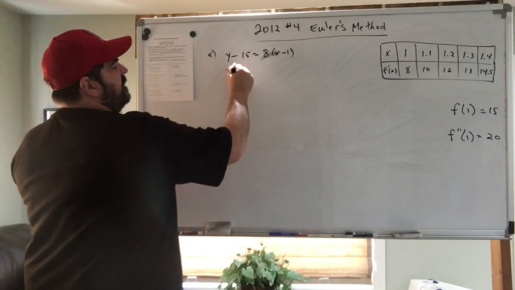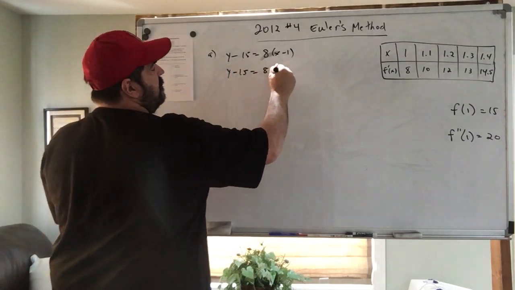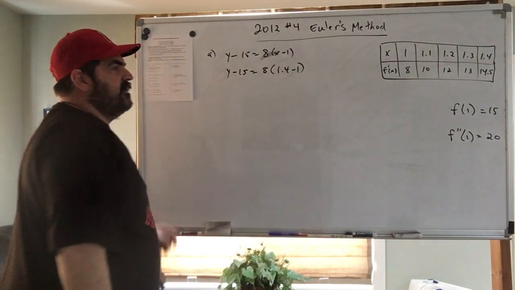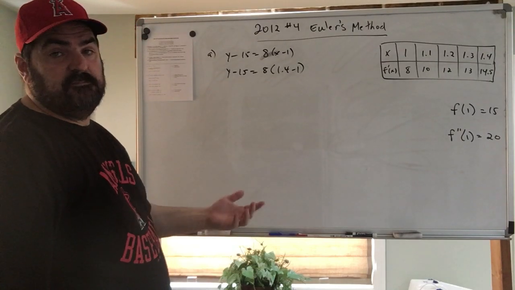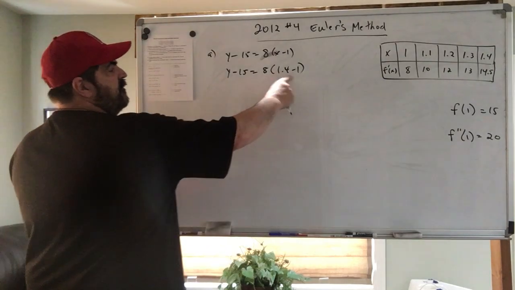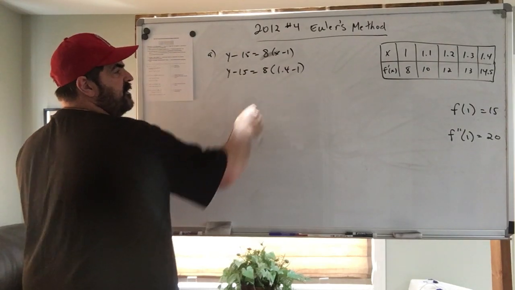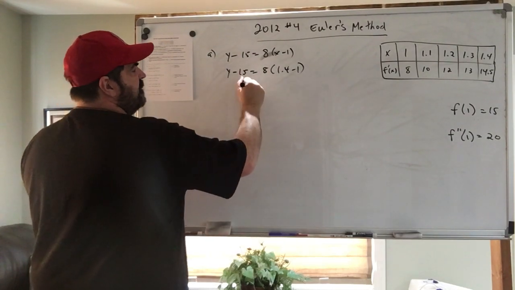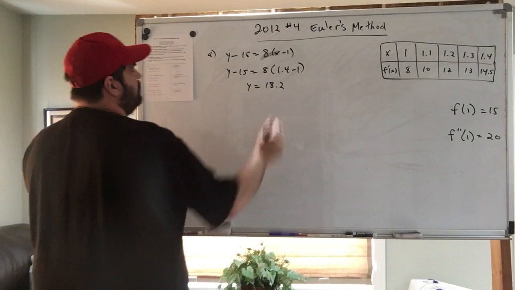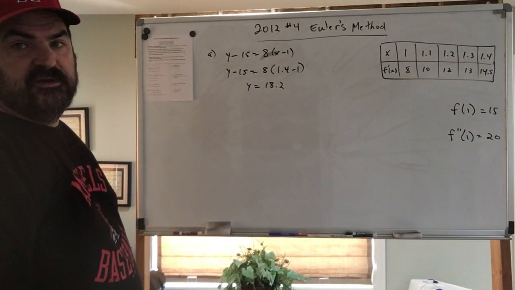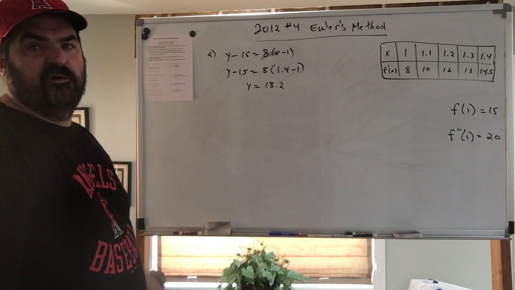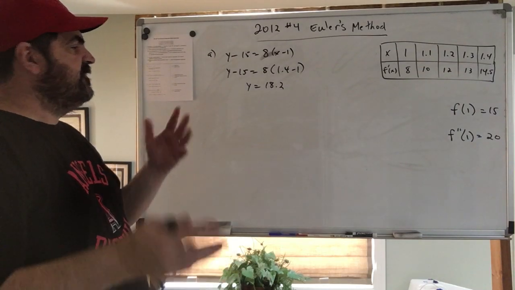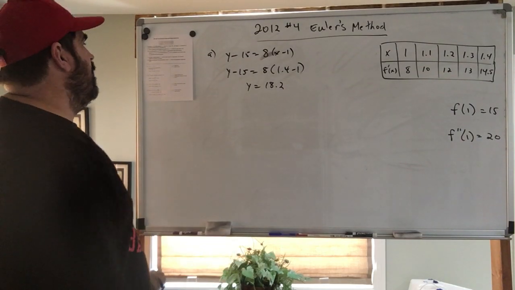It says use it to approximate 1.4. Okay, so plug in 1.4. 1.4 minus 1, we get 0.4 times 8, we get 3.2. So add the 15 over, we get 18.2. All right, so that's our first approximation using tangent lines. Okay, so we know the actual f of 1.4 is somewhere near 18.2.